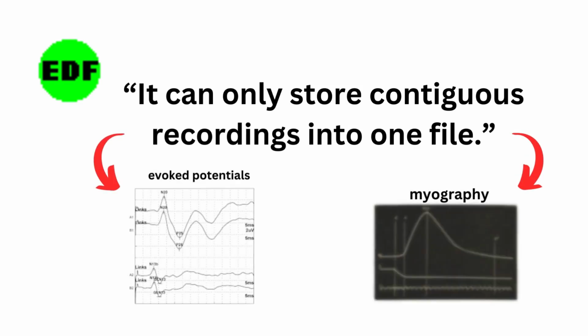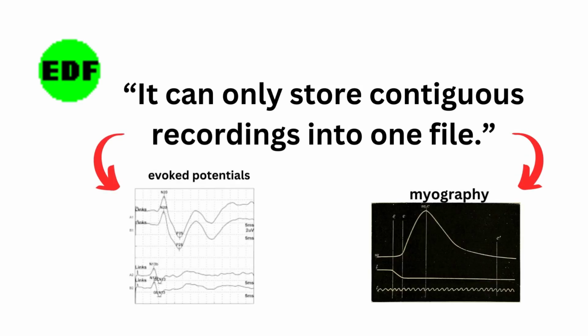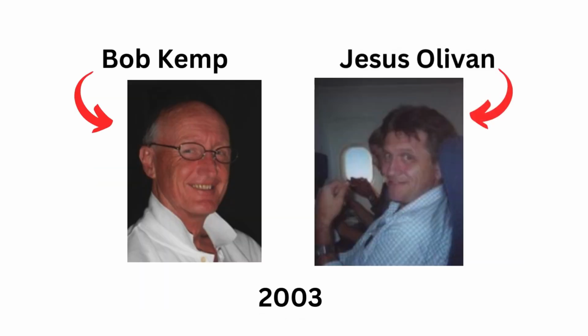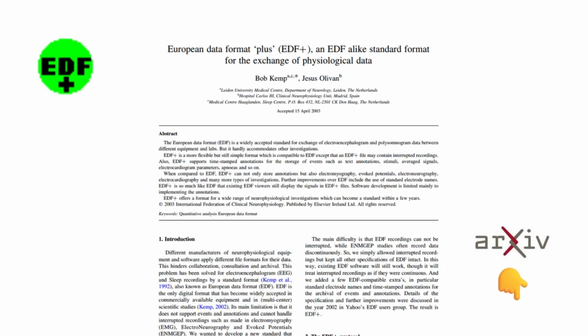This was especially problematic for researchers dealing with evoked potential data or myography data. So in 2003, Bob Kemp and another researcher, Jesus Olivan, got together to revamp the format. This led to EDF Plus, which had a much broader appeal, where all physiological data can be stored in it. Let's take a look at these two formats.